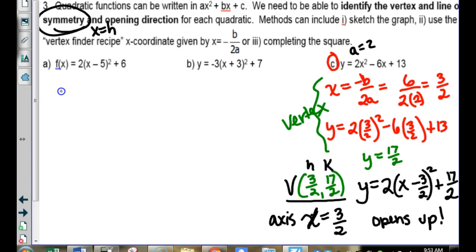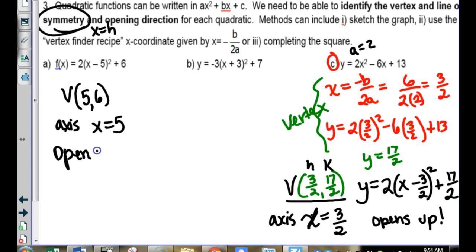Yeah, what are we trying to do? Identify the vertex, the line of symmetry, and the opening direction. Yeah, we can do all that right now. Where's the vertex? 5, 6. What is the axis of symmetry? X equals 5. It needs an equation. And it opens.